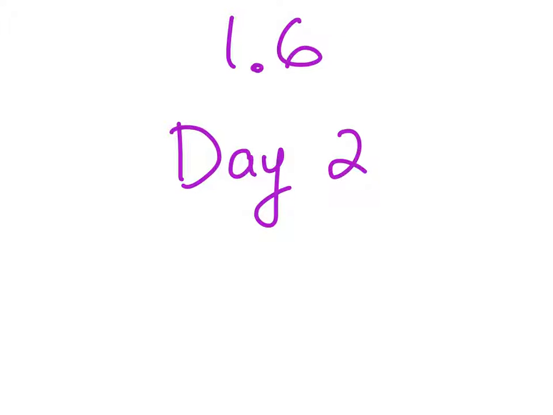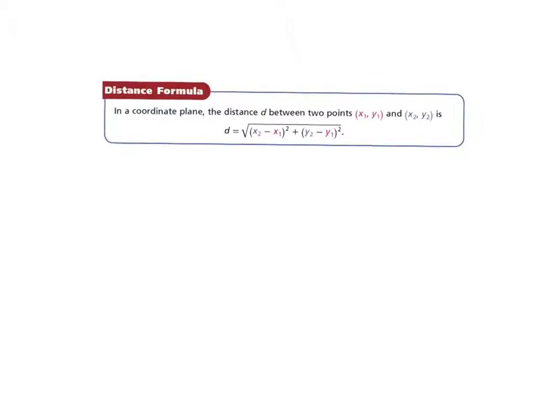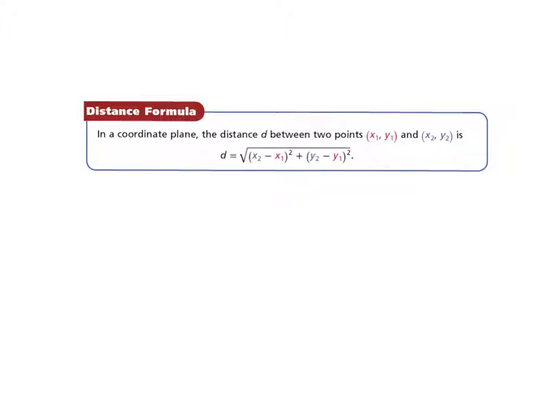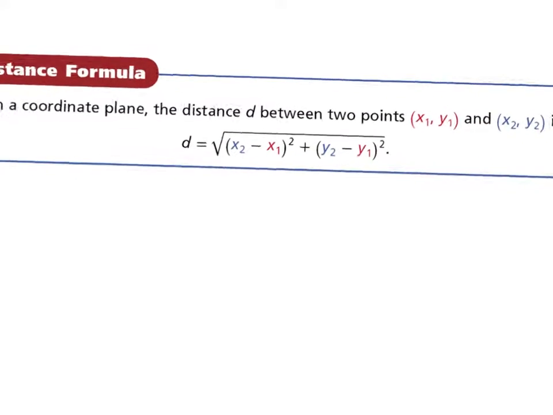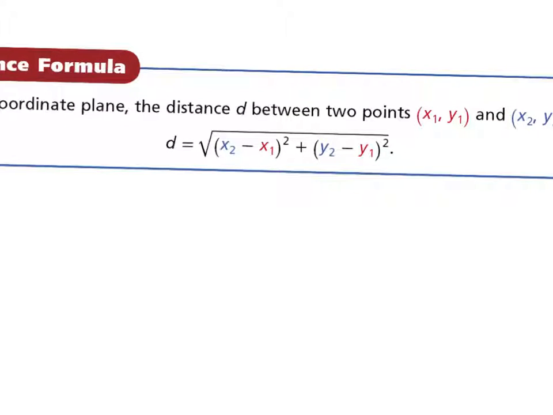Okay, so we're going to finish going over 1.6. Yesterday we did midpoint. Today we're going to go over the distance. In a coordinate plane, the distance d between 2 points, x1 and y1 and x2 and y2, is this formula. Add this to the lists of formulas that you guys have.